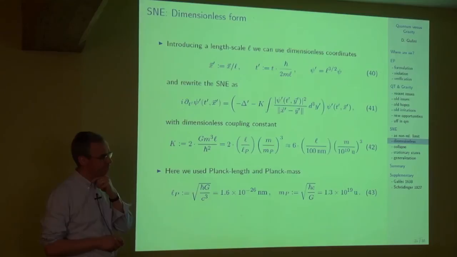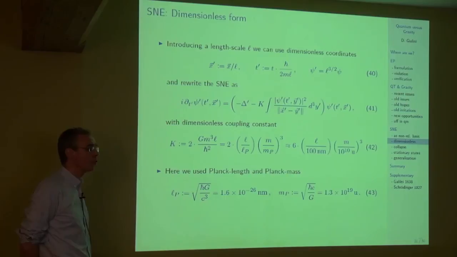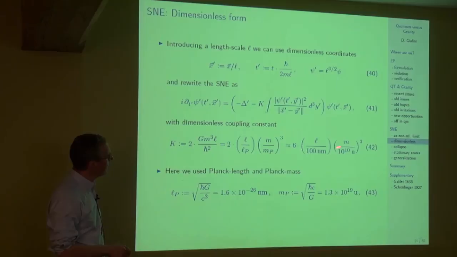They take large molecules and make coherence experiments with large molecules. For example, if you take fluorofullerene, they have 1,632 or something atomic mass units. So if this equation were correct, then you would see deviations from the free Schrödinger equation according to the self-gravity for 100 nanometer wave packets if the mass is 10 to the 10 U. And we are 5 orders of magnitude away from this.